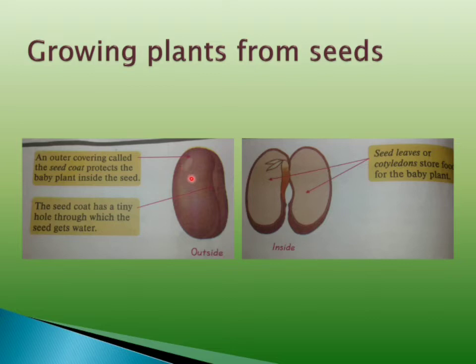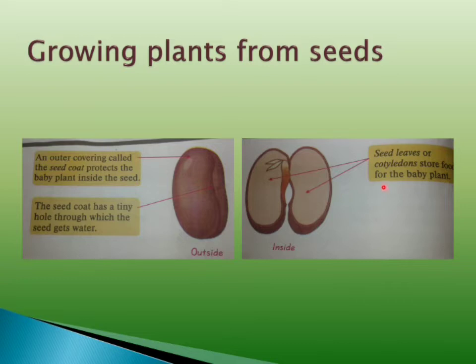See here, this is the outer covering. Okay, this is an outer covering. It is called seed coat. So these seed coats protect the baby plant inside the seeds. Okay, so here a tiny hole will be. So the seed coat has a tiny hole through which the seed gets water. So this is the outside of the bean seed structure.